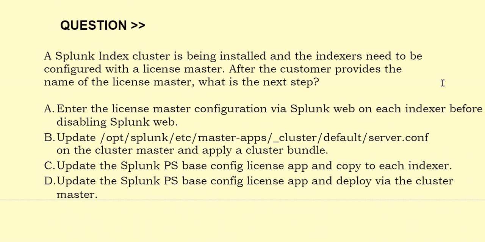Moving towards the next question. The Splunk indexer cluster is being installed and the indexers need to be configured with the license master. After the customer provides the name of the license master, what is the next step? Option A. Enter the license master configuration via Splunk Web on each indexer before disabling Splunk Web. Option B. Update opt/splunk/etc/master-apps/_cluster/default/server.conf. Option C. Update the Splunk PS base configurations license app and copy to each indexer. Option D. Update the Splunk PS base configurations license app and deploy via the cluster master. The correct answer is option C.